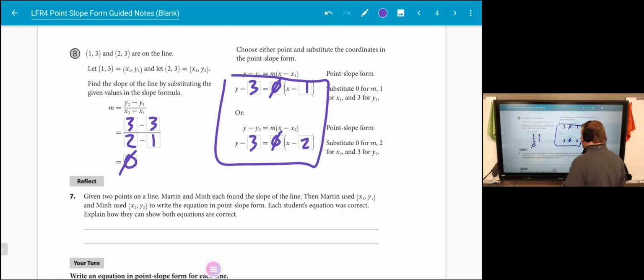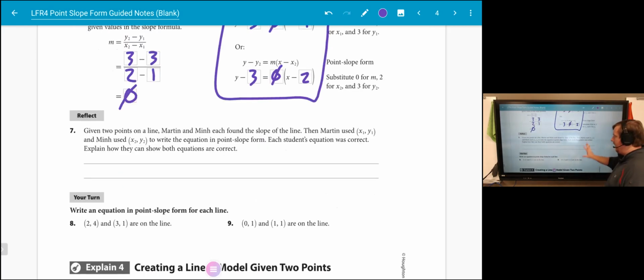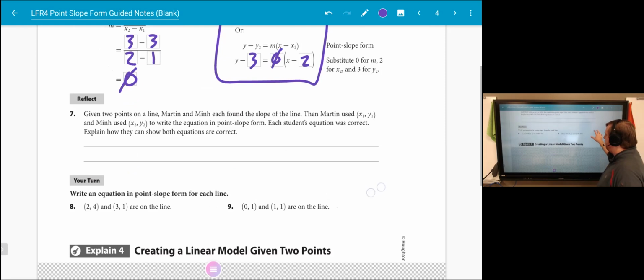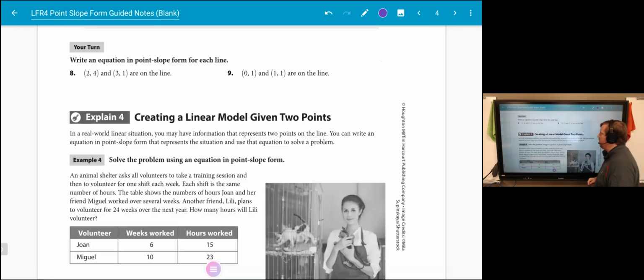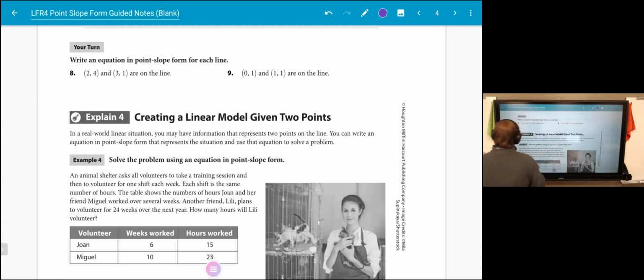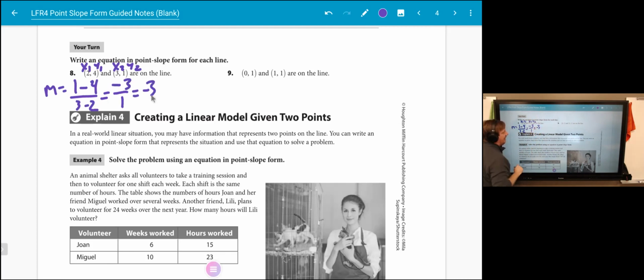Okay, so let's go ahead. Again, I am ignoring the reflect part right now. I'm going to skip right down to the equation, to your turn. So go ahead, push pause, and when you come back, we'll do these. All right, there we go. The one thing I've got to do is find the slope. You don't have to write both of them, you just have to write one. So I'm going to say m equals, treating this as x1, y1 and this as x2, y2, 1 minus 4 divided by 3 minus 2, which is negative 3 divided by 1, which is negative 3.